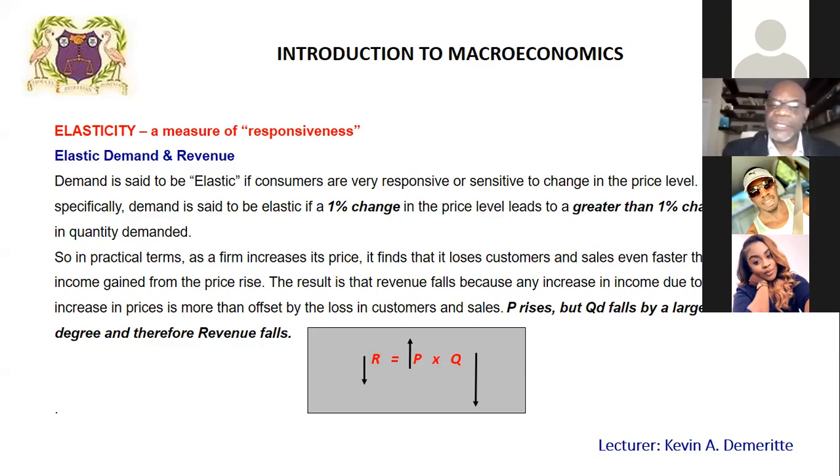You did something seriously stupid. You misjudge your customers and you misjudge their sensitivity to changes in your price. You raise your price and your sales fell through the floor. Any money you make from the added income from raising your price is more than offset by all the sales that you lost. P rises, but QD falls by a larger degree and therefore revenue falls. So it's important for a company to know, for each product they're trying to sell, whether demand for that product is elastic, inelastic, or unitary, because if it is elastic, raising the price is not the thing to do.